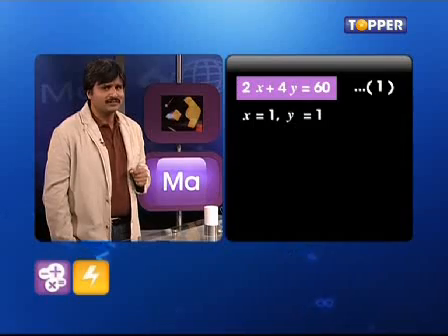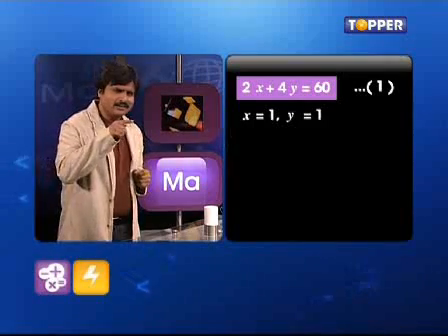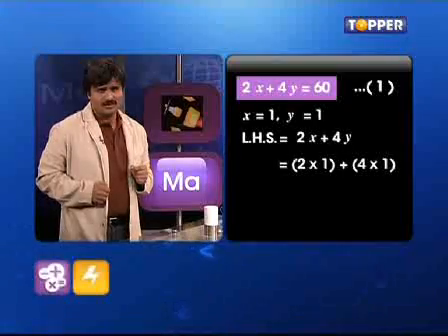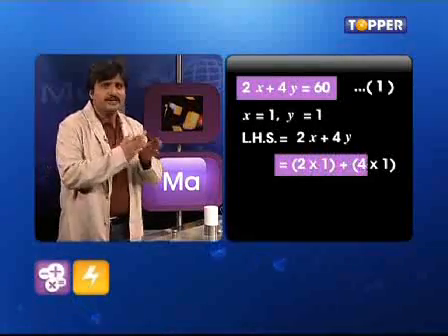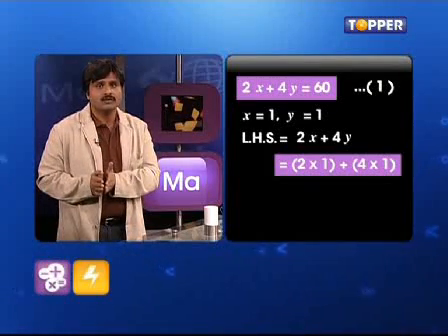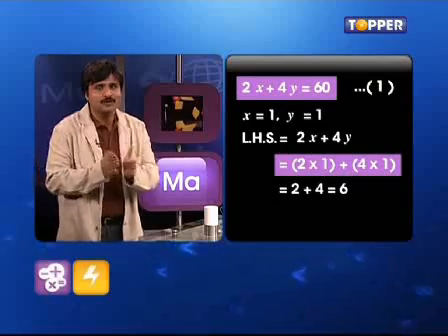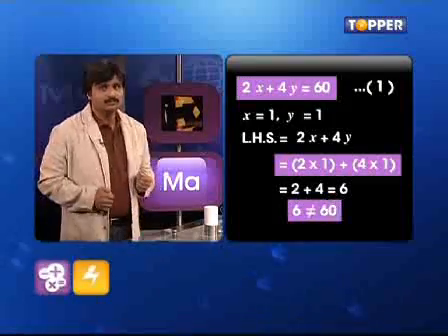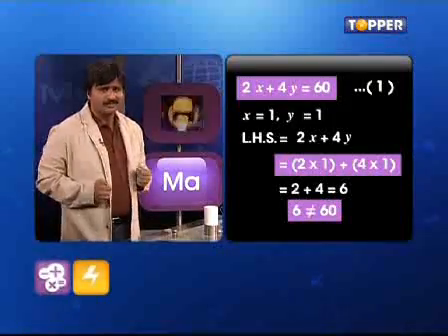Now, what happens if x is 1 and y is 1? Do you notice something different? Let's have a look at the left-hand side of the equation. What do we get? 2 into 1 plus 4 into 1. And what does that equal? 2 plus 4, which is 6. Which is of course not equal to 60. So if we have x equal to 1 and y equal to 1, that does not satisfy this equation. But otherwise, the equation, as I've already told you, will have infinite number of solutions.